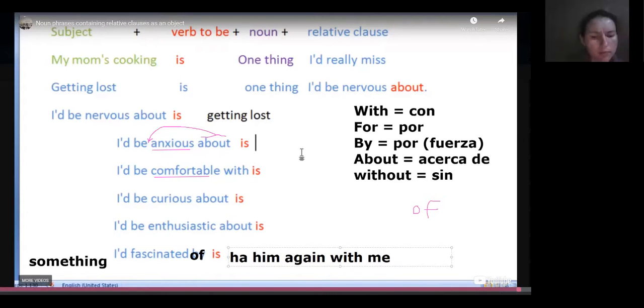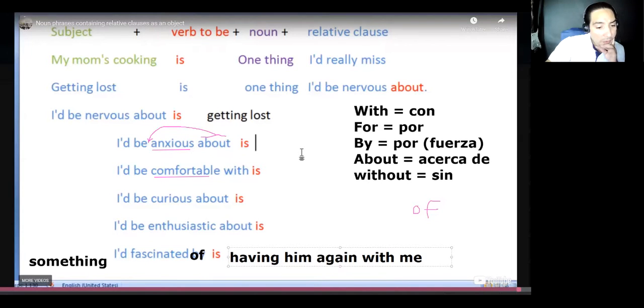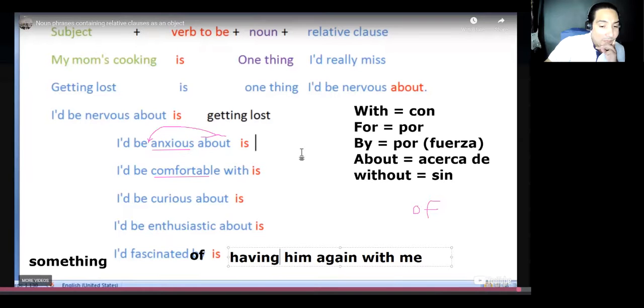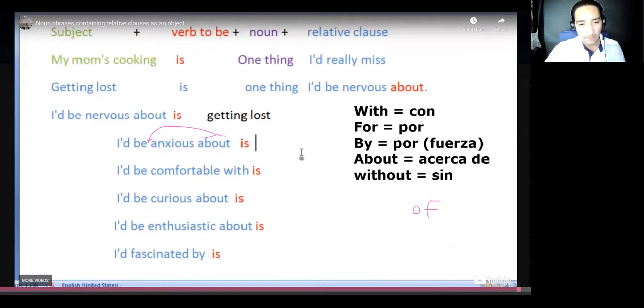Okay. And something I'll be fascinated of. Algo de lo que estaría fascinado o fascinada es tenerlo junto a mí de nuevo. Okay. Todo dependerá de esta preposición, si tiene o no sentido la oración, Buddy, Verónica. Pero creo que el mejor ejercicio es ese que estamos haciendo, ponerlo en contexto en español para hallarle sentido y tomar en cuenta que la preposición va antes del adjetivo en la traducción. ¿Ok? Pero no me crean a mí, búsquenlo en Google.